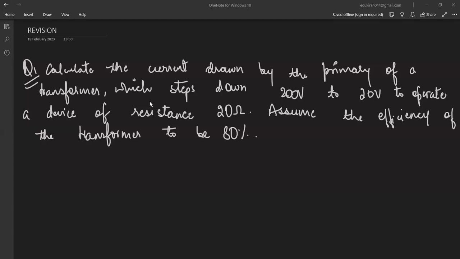Yes, ma'am. So first we'll do some questions of alternating current. We'll practice today. Some questions were left from the last class. So it would be like a revision class of AC. But actually these are extensions only. Extensions of what we have studied.